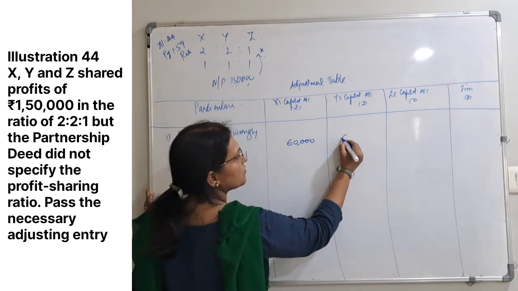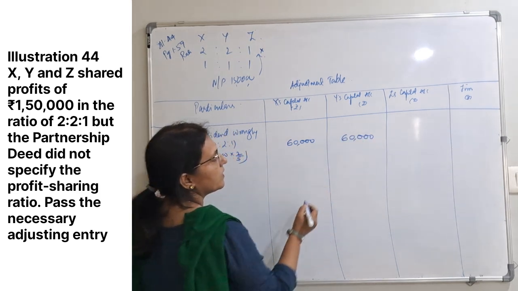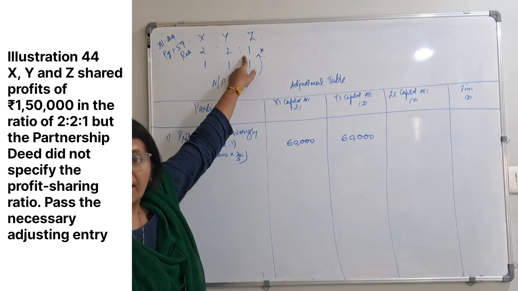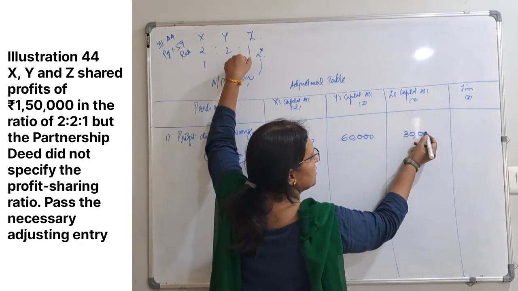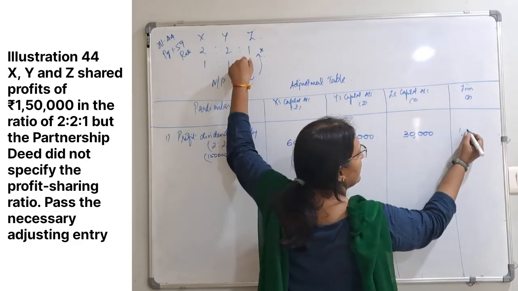Y's is also 60,000 because the ratio is 2. Z's is 1, half of their ratio. So half of this is how much? 30,000. So total is how much? 1,50,000.